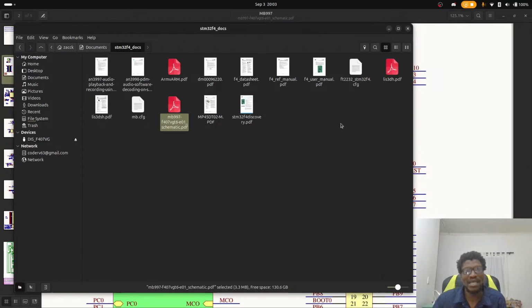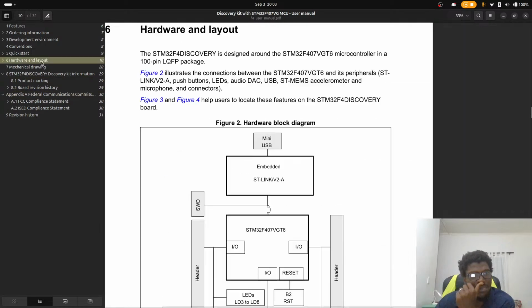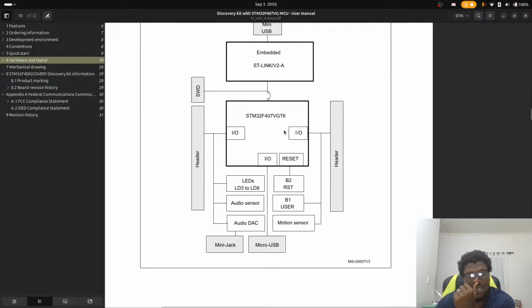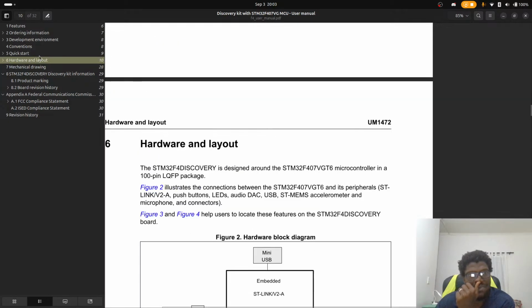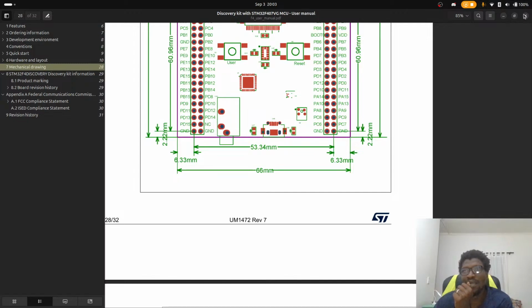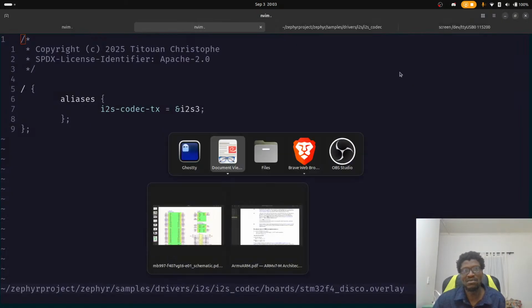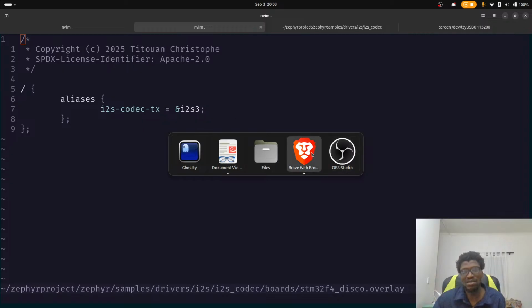I2S3. I want to look at the pinout of STM32F4. Is there a pinout in here? Is there a hardware lab pinout? No. I think I better find this online. So we're looking for PB10, PC3, and PC4. What are those connected to? Because I suspect they're connected to this.